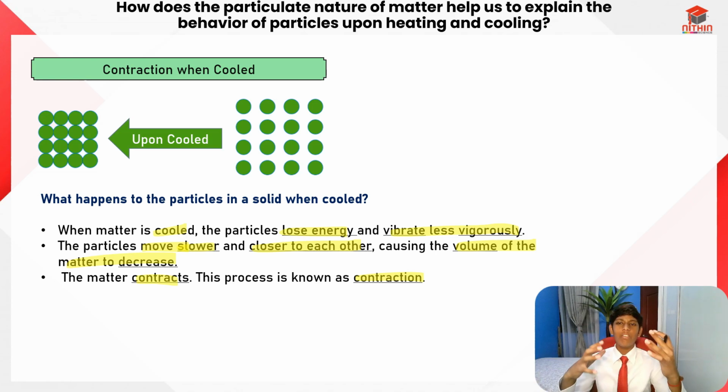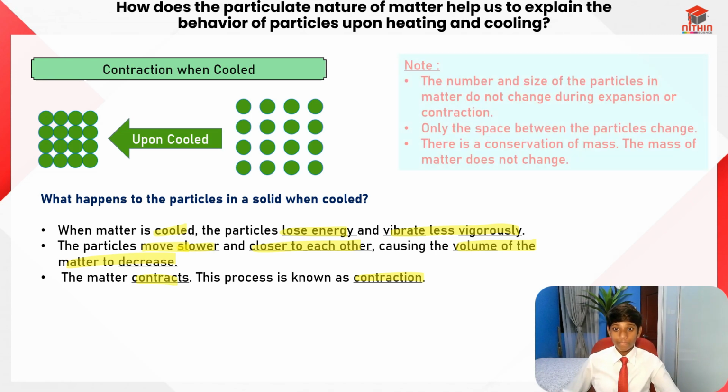So when I said that, that might be a bit confusing to you, so let me just read this one last time. When the matter is cooled, the particles lose energy and vibrate less vigorously. The particles move slower and closer to each other, causing the volume of the matter to decrease. The matter contracts, and this process is known as contraction. So I hope you understood that.